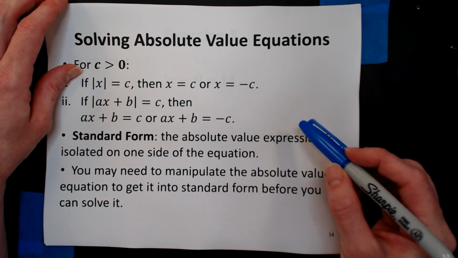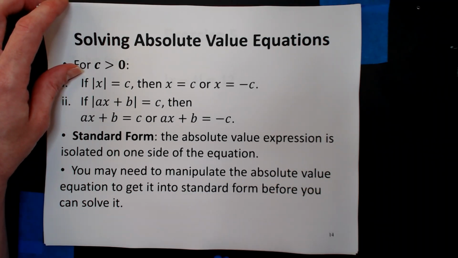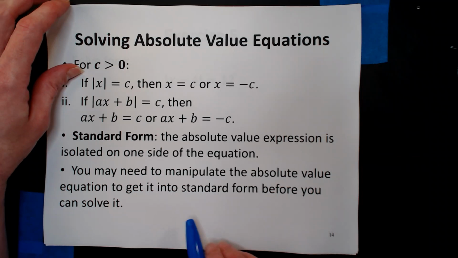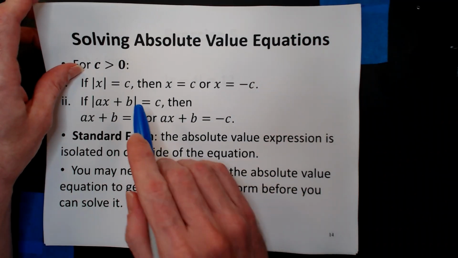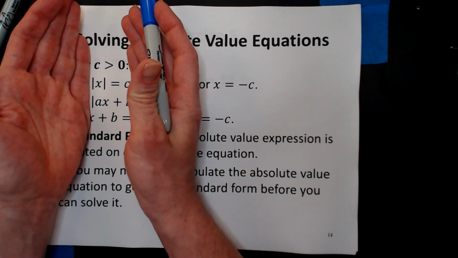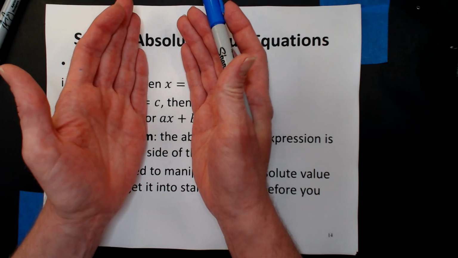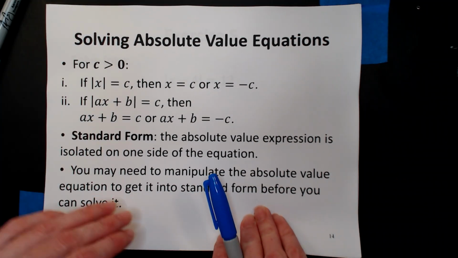Standard form means the absolute value expression is isolated on one side of the equation. You may need to manipulate the absolute value equation to get it into standard form before you can solve it. We want standard form because then we can apply this rule. If it's not in standard form like this, with the absolute value by itself on the left-hand side and the constant c on the right-hand side, then you need to manipulate it so it's like that.